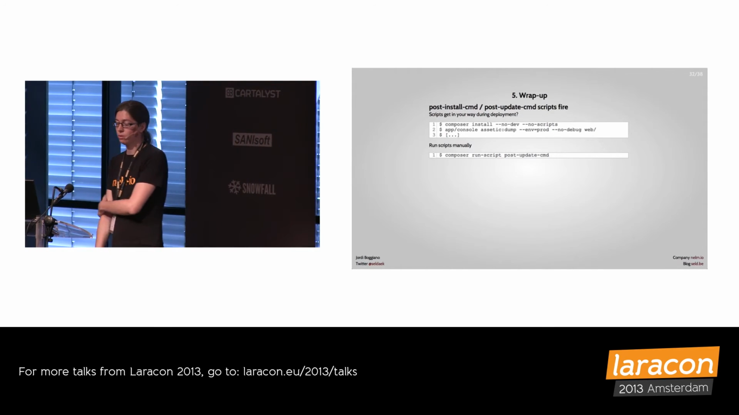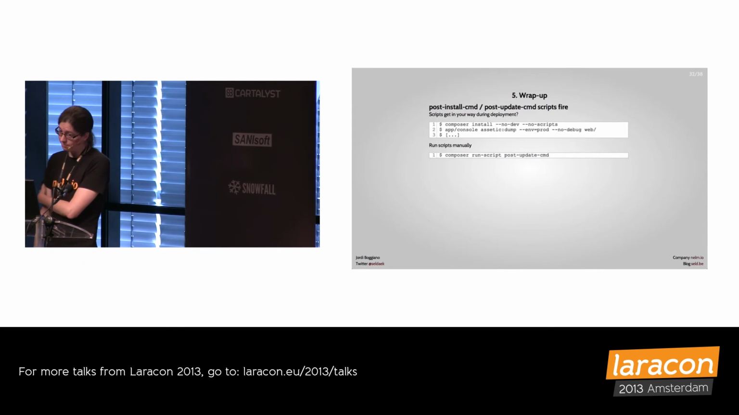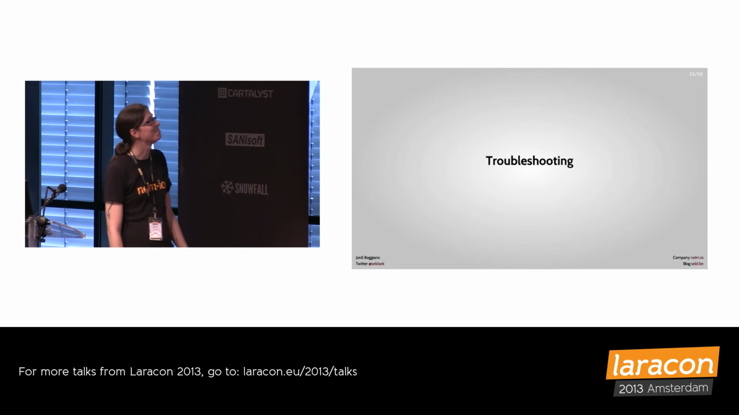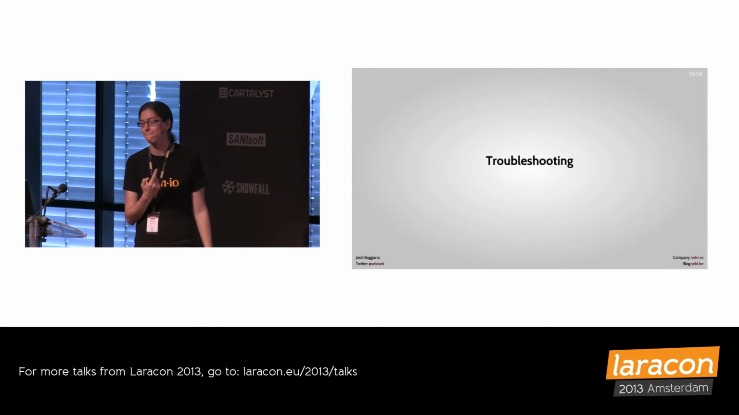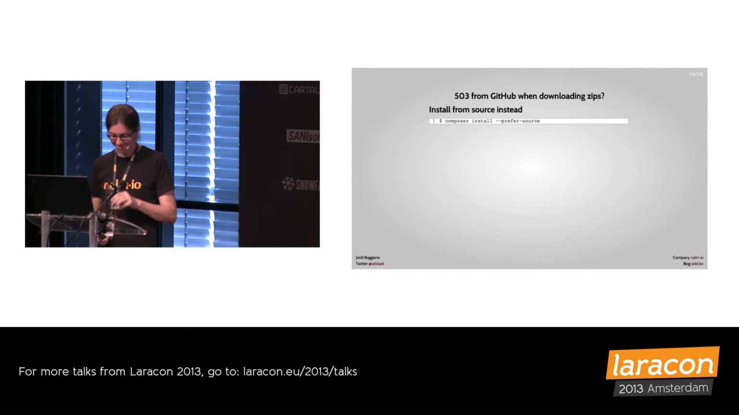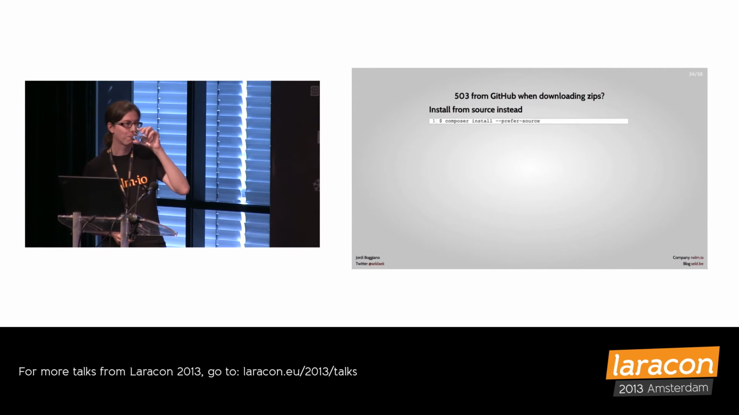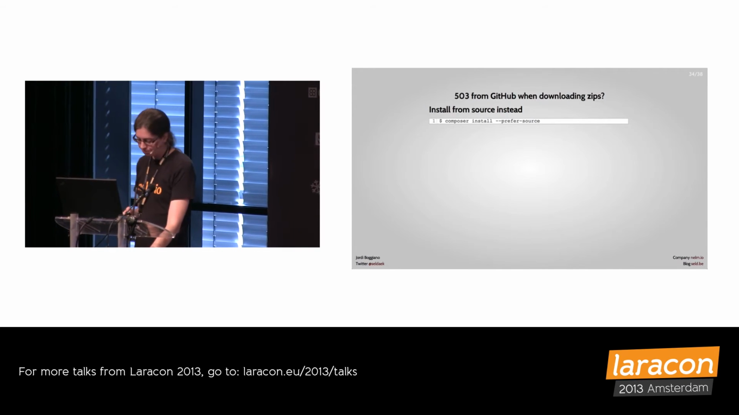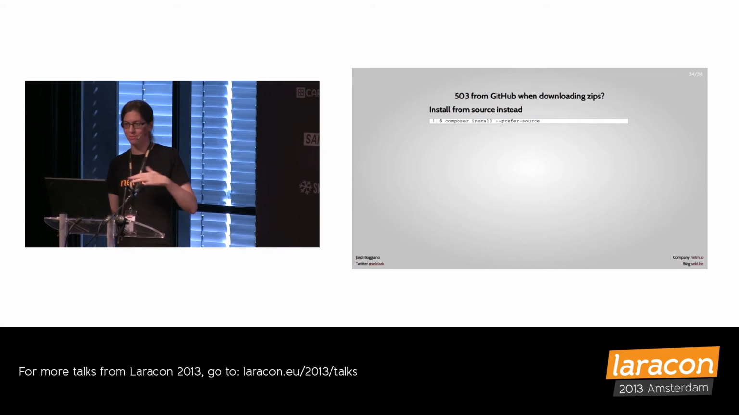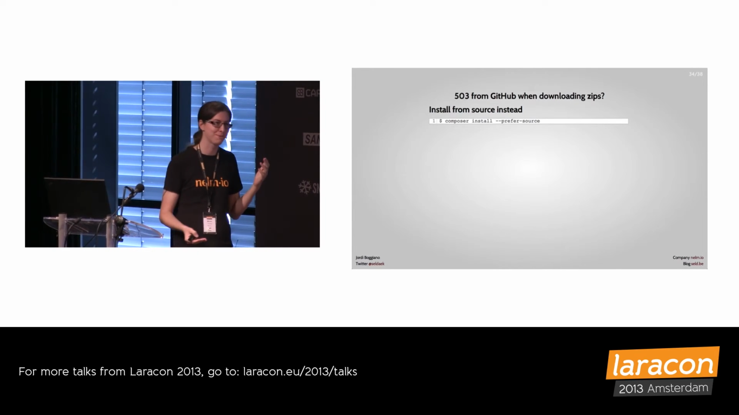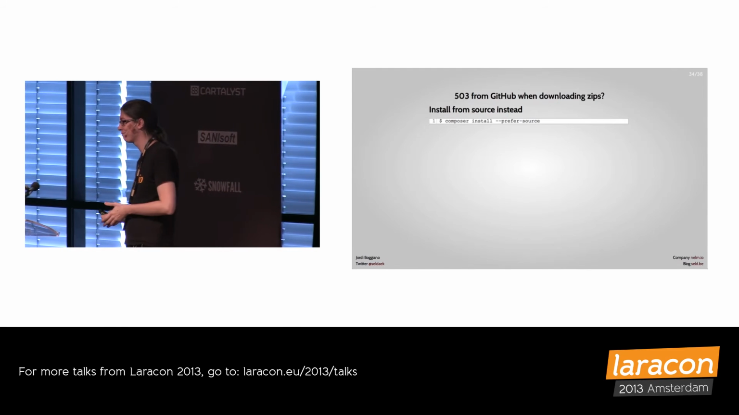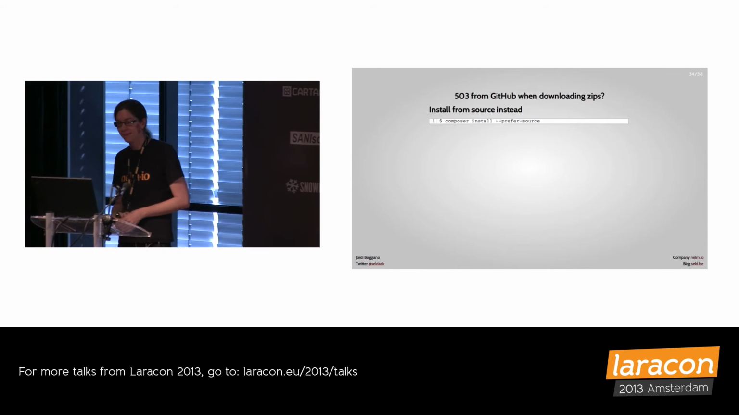So finally, some words about troubleshooting, just because there are problems sometimes. When GitHub is acting up, which lately has been too often, I guess, you can usually use the preferred source or preferred dist option, depending on which part of GitHub is down. Hopefully it's not everything, but sometimes, yeah.